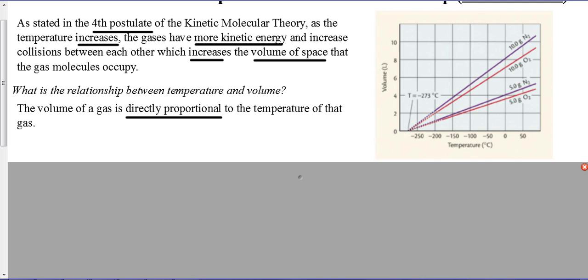Over to the right, there's a graph that depicts this relationship. As you can see, as temperature increases, going from negative 250 degrees Celsius to 50 degrees Celsius, the volume that the gas takes up increases. And it varies slightly depending on which gas you're talking about, but the general trend is all the same.